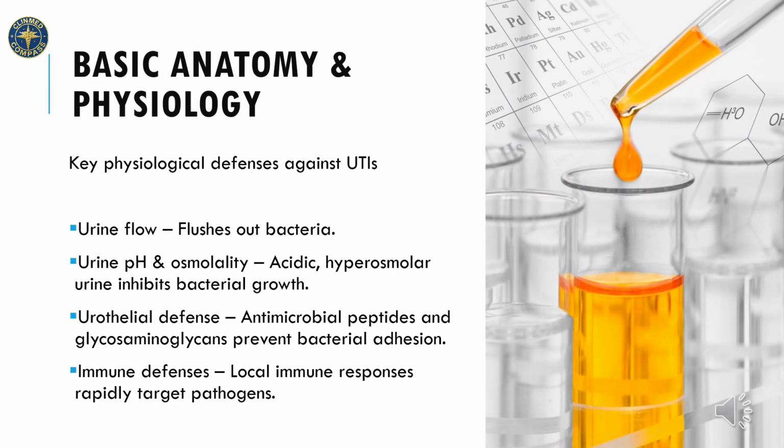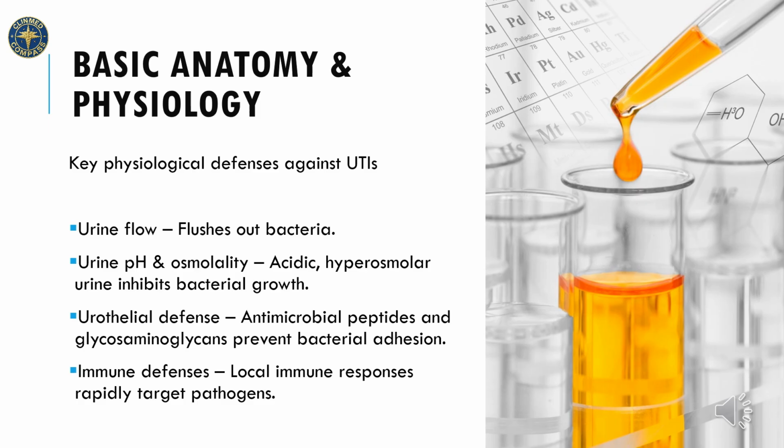Now let's highlight a few physiological mechanisms that help protect the urinary tract from infection. One is the urine flow. A continuous flow of urine mechanically flushes out bacteria from the urinary tract. Second is the urine pH and osmolality. Urine is often acidic and hyperosmolar, creating an environment that inhibits bacterial growth. Third is the uroepithelial defense. The uroepithelium has antimicrobial peptides and glycosaminoglycans that resist bacterial adherence.